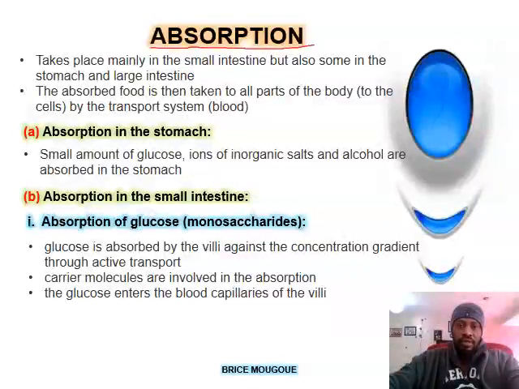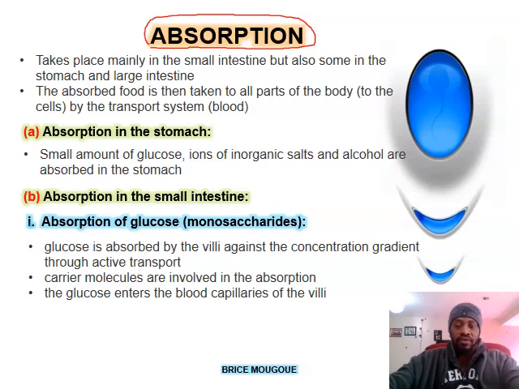Absorption. This is the process by which the end products of digestion, that includes amino acids, glucose, fatty acids, and glycerol, are absorbed into the blood or lymph vessels coming from the intestinal mucosa. So where does it actually take place?